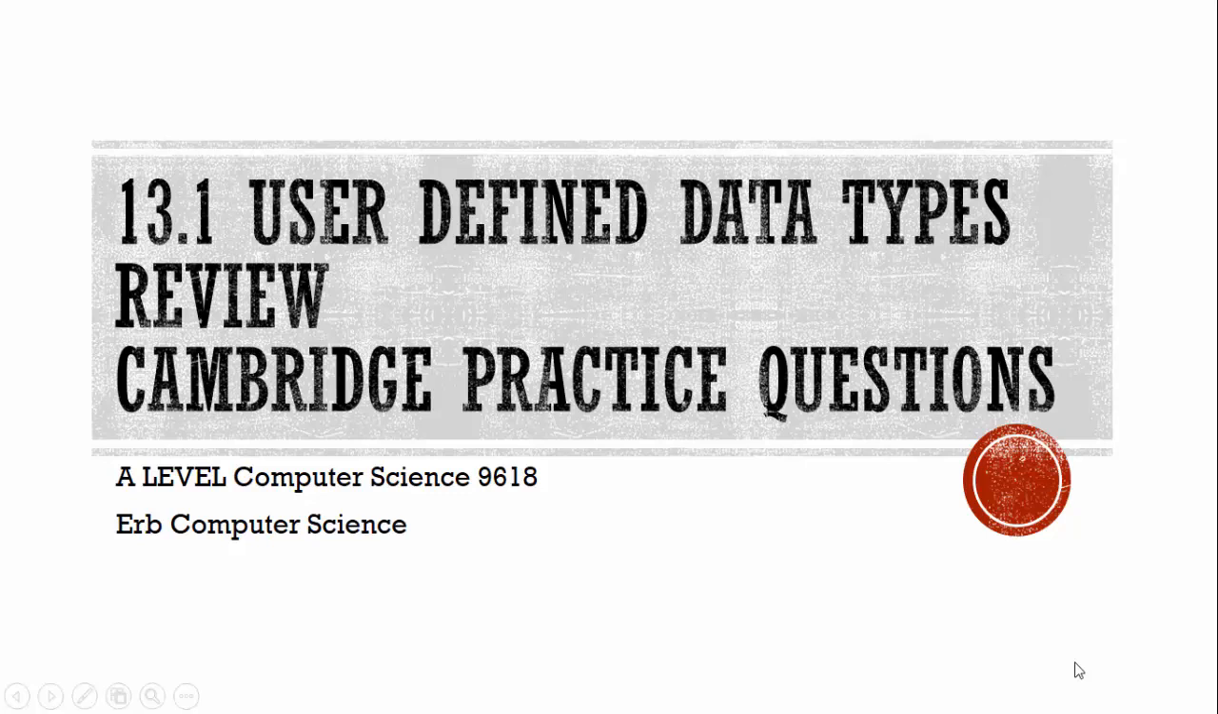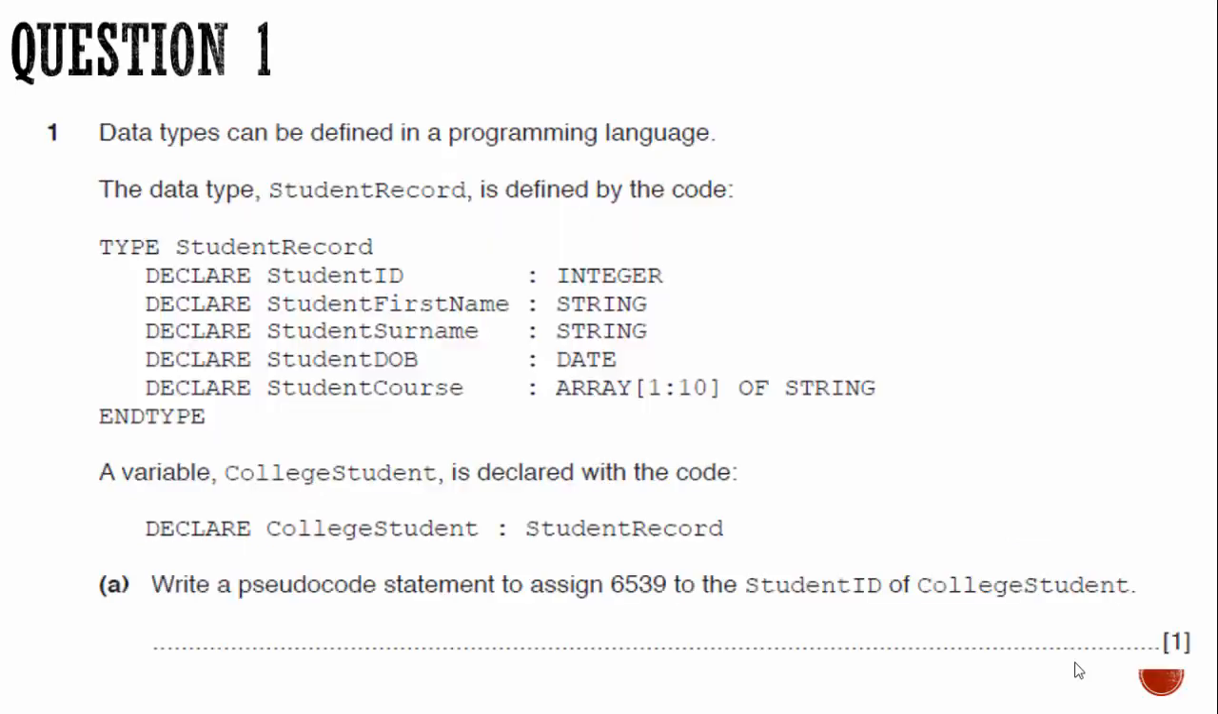In this video, we're going to be doing some review Cambridge practice questions. This is for section 13.1 in A-level computer science, and that is user-defined data types. So let's jump right in.